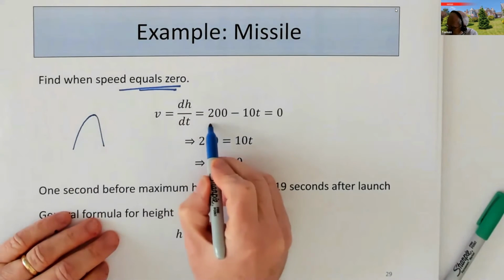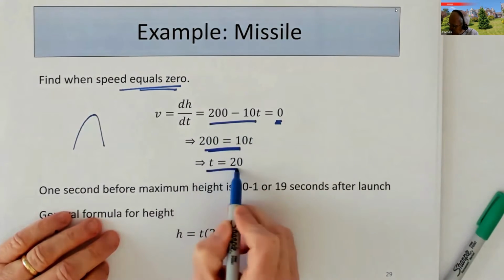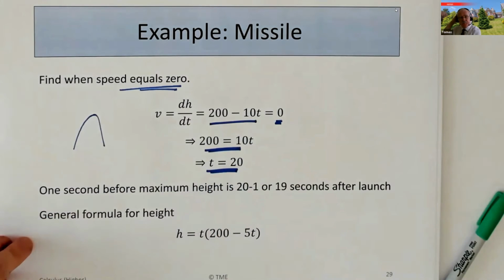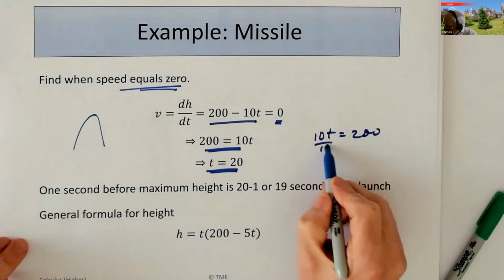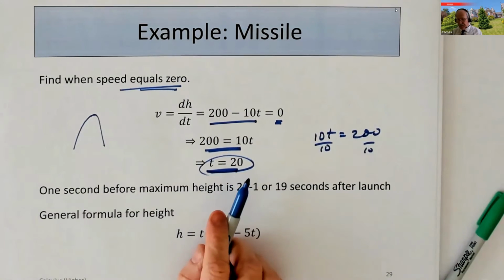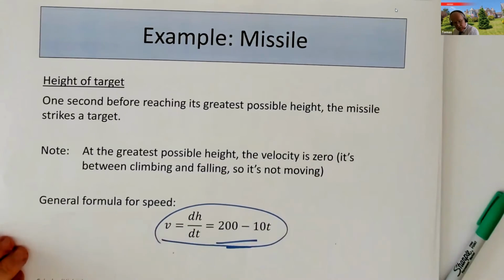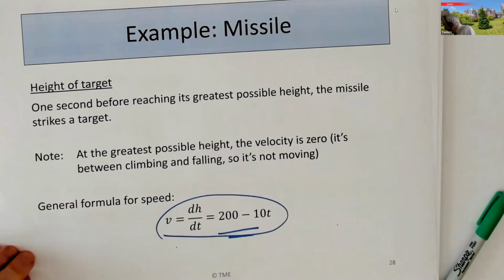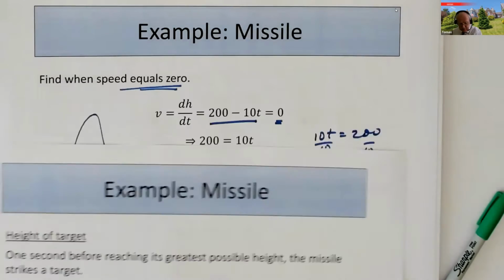So 200 minus 10t is 0. 200 equals 10t. t is equal to 20, because 10t is 200. Divide by 10. 20 seconds. So 20 seconds is the max this would last without falling down. But I think the question said 1 second before its max height or something like that.